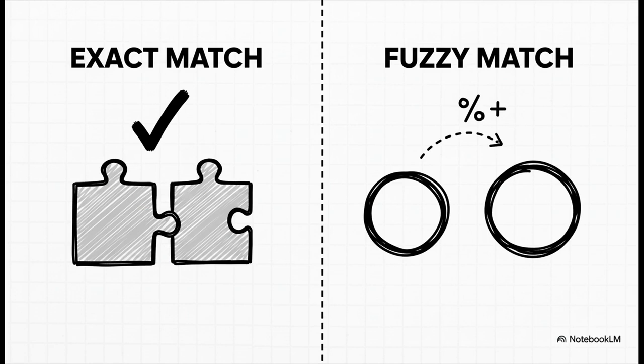It runs a series of powerful match rules. Some of these are exact rules, like match on social security number. Others are fuzzy rules that look for close similarities. So a rule might say something like, hey, if the first name, last name, and date of birth are a 90% match, these records are probably the same person.